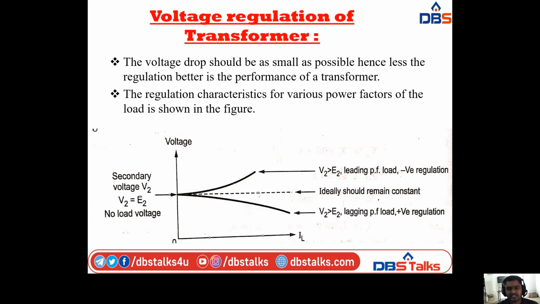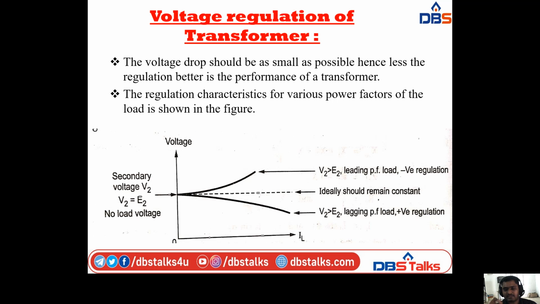The regulation characteristics for various power factors of the load are shown in the diagram. This is the diagrammatic representation of the explanation. Here I am drawing a characteristic diagram between voltage and load current. I have drawn three curves. One curve is indicated with dotted lines, that is a straight line.